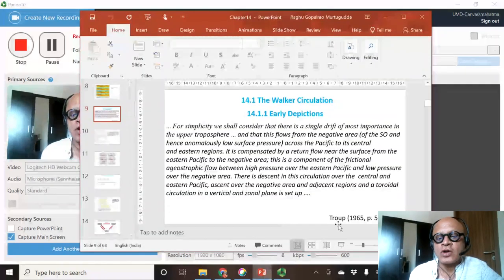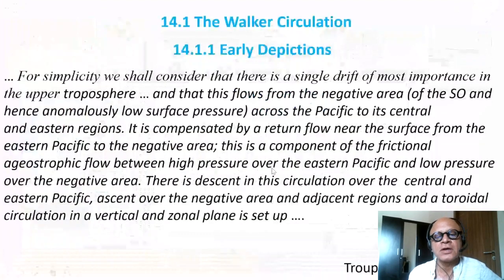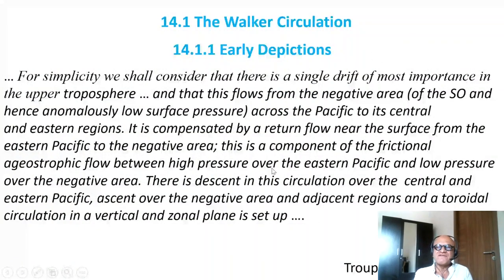Sir Gilbert Walker was a mathematician, physicist, and an officer of the East India Company in India during the late 19th and early 20th century. He was concerned about the famines over India, and he wanted to figure out whether they could be predicted or understood better.